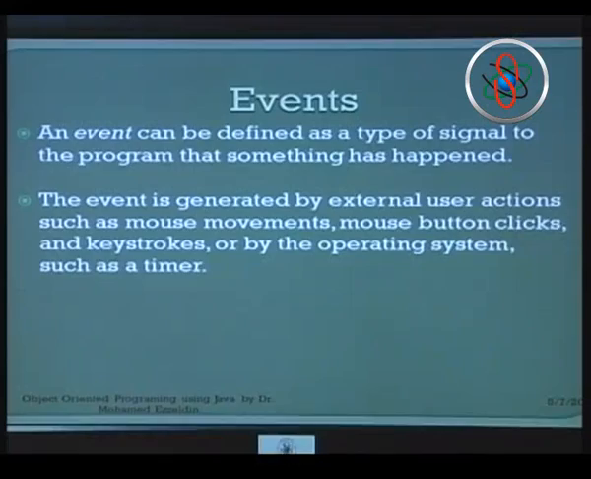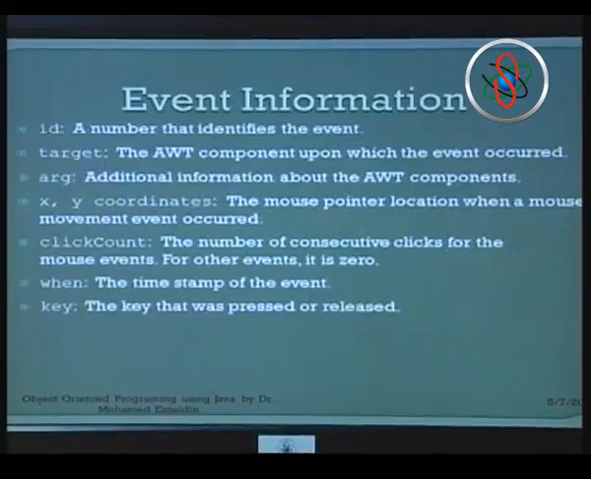Also, we speak about events generated by external user actions such as a mouse movement, a mouse button click, and the keyboard, or by the operating system, such as timers, or to close or to open a specific window. Event information: for example, we need an ID, a number that identifies the event, to determine which type of event this is.